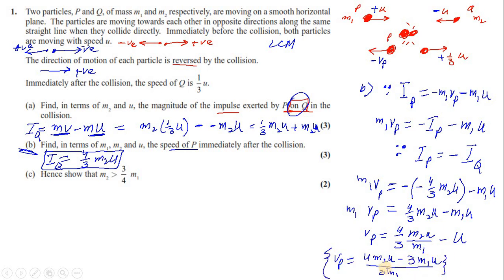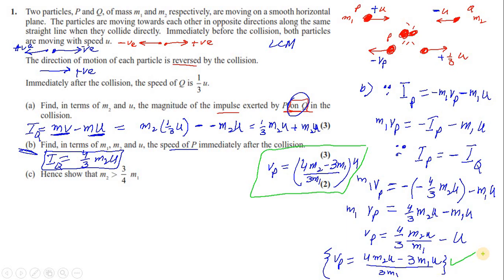But if you wish, you can simplify more. You can take U common. If you take U common, Vp would be equal to 4 m2 minus 3 m1, divided by 3 m1, into U. So this is the velocity of particle P after collision. If you wish, you can leave your answer here. This is also acceptable.